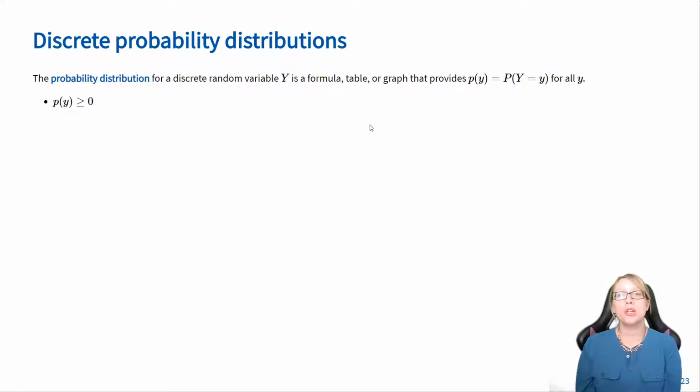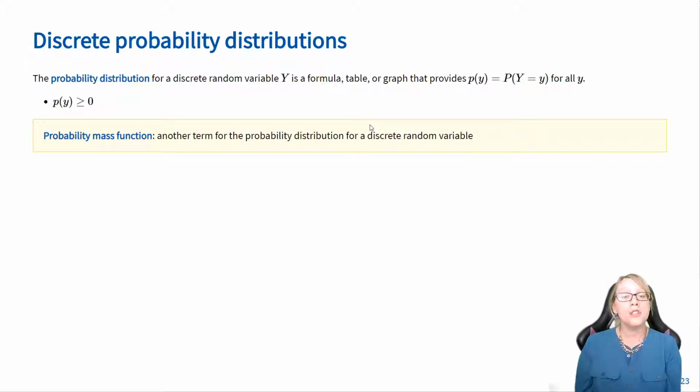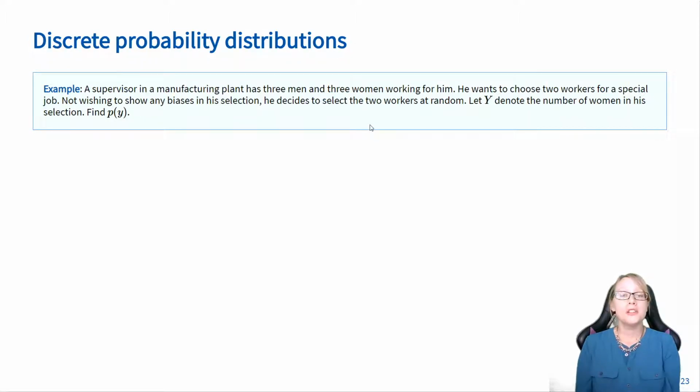This probability distribution can be represented as a formula, table, or graph, depending on what the random variable looks like and the values that it can take on. There are some properties that need to be satisfied. First, this probability of y must be greater than or equal to 0 for this to be a valid probability distribution. Another term for probability distribution is a probability mass function. So think of each point y, or each outcome y, as having its own little mass or chunk of probability. I'll abbreviate these as PMF, for probability mass function. So let's take a look at an example.